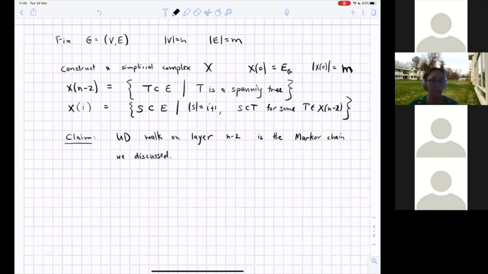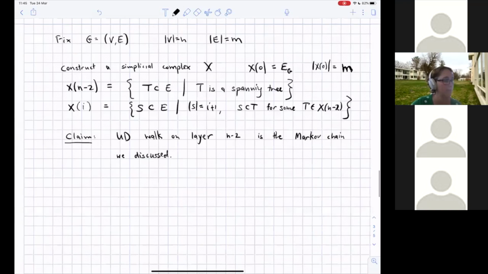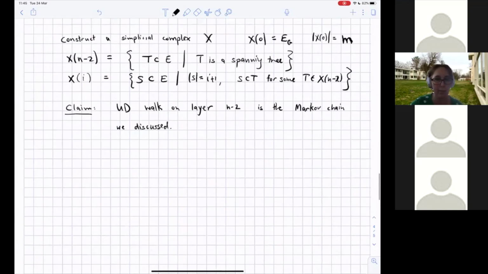Maybe we should look at an example. I don't know. What do you think? Let's see. Okay, let's do an example.